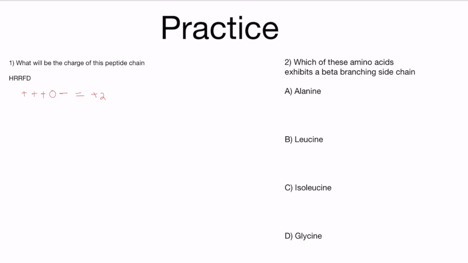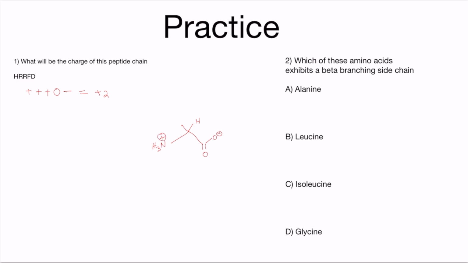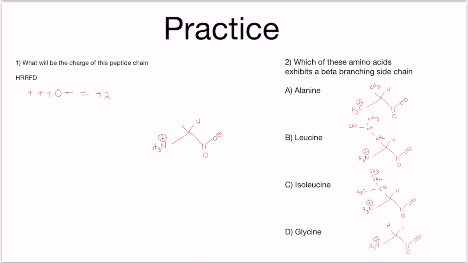For number 2, which of these amino acids exhibits a beta branching side chain? So for these types of questions, we will need to know the structure. So let's draw the structure for all of these. So now that we've drawn the structure for all of these, which was the first step, we want to remember how to label the carbons of a carboxylic acid with the Greek letters.